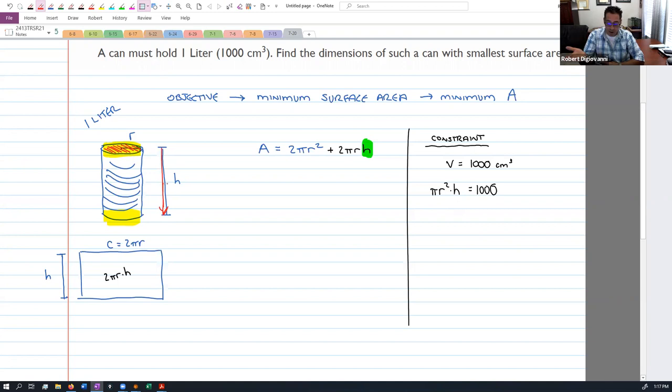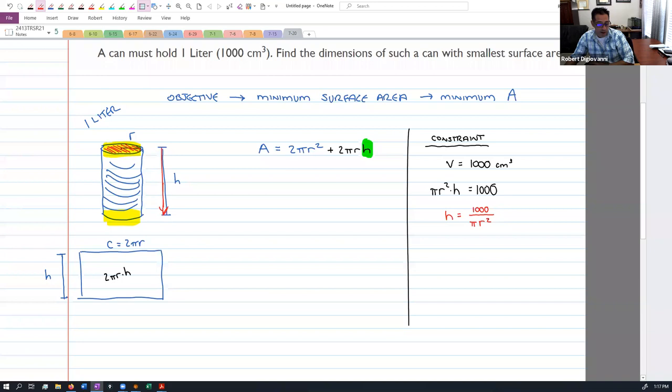Okay, now if you look at that formula, this is great because it has h in it and r, and it's an equation, so I should be able to solve for h. So if I solve for h here, I'm going to get h is 1,000 over pi r squared. Just divide both sides by pi r squared. Now we have an equation for h.